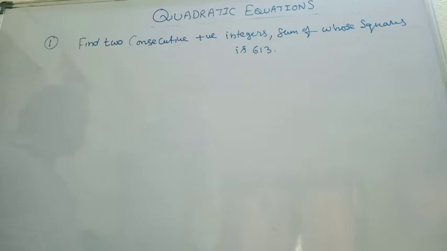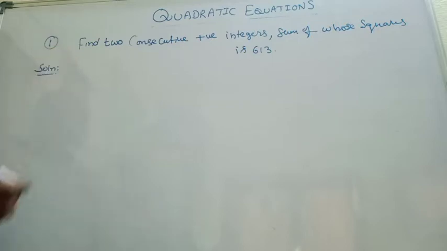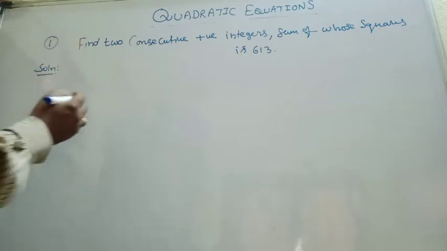We are going to discuss in this class different kinds of problems, such that it will be very helpful to you. On part of that, this first problem we have here: find two consecutive positive integers, sum of whose squares is 613. Find two consecutive positive integers.